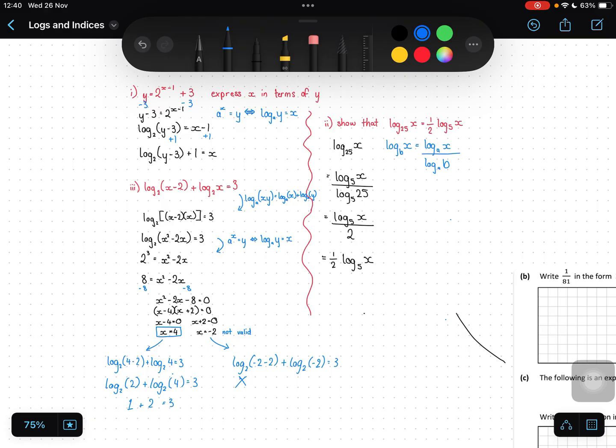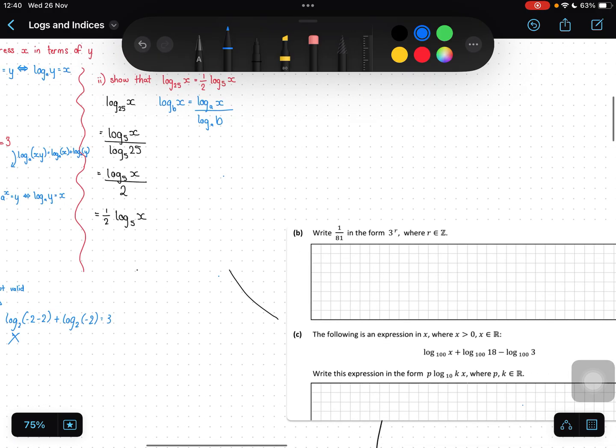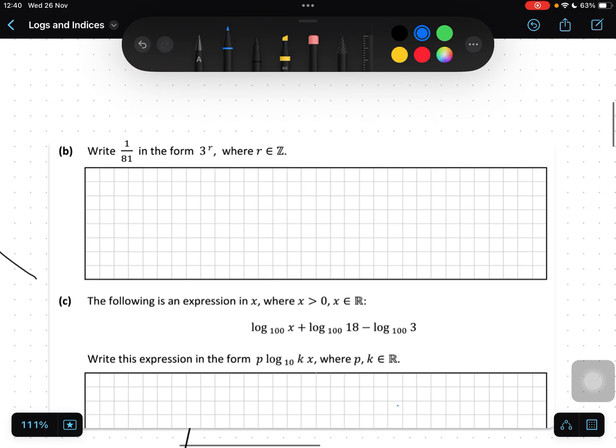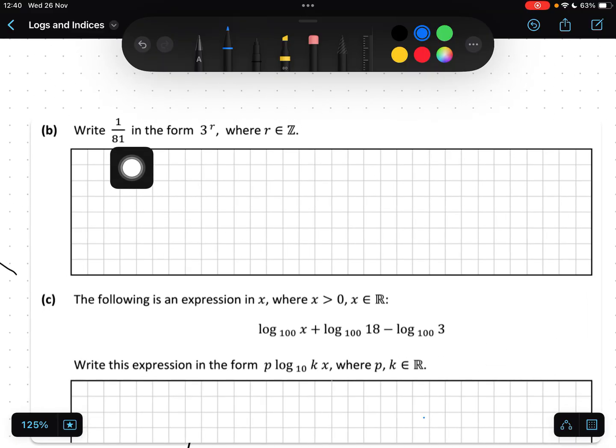So let's quickly have a look then at this exam question. Okay, this is a really nice exam question. It says write 1 over 81 in the form 3 to the power of r. Really nice exam question because there's no variables in it. So when you figure out how to write this as 3 to the power of r, you can literally check, is 1 over 81 in your calculator the same as whatever your answer is, 3 to the power of what? A few different ways to do this.